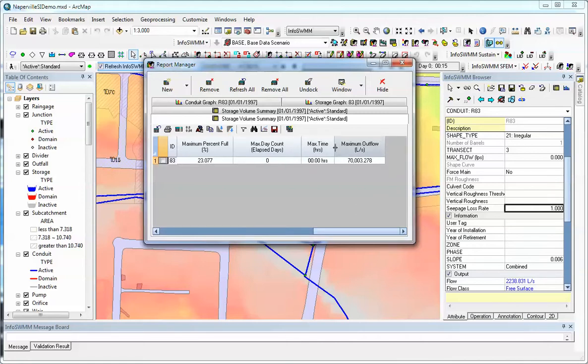So that's a little bit about infiltration loss and exfiltration loss, infiltration inside of a link and exfiltration in a node.